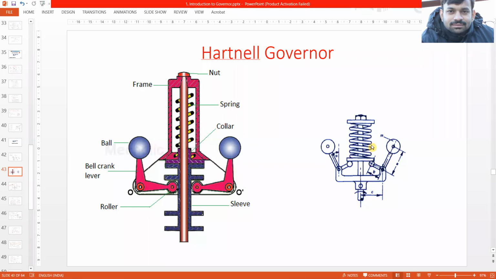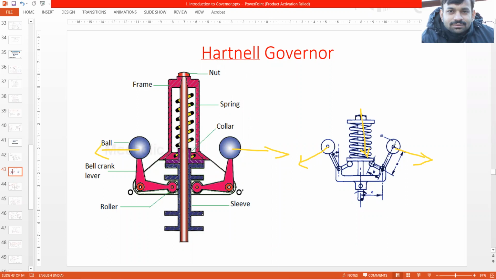When the speed increases during rotation, these balls will tend to move out because of centrifugal force. The spring would be pushing it downwards and the balls would be pushing it upwards. If the load increases, the speed will decrease. Then we have to alter the fuel supply accordingly.